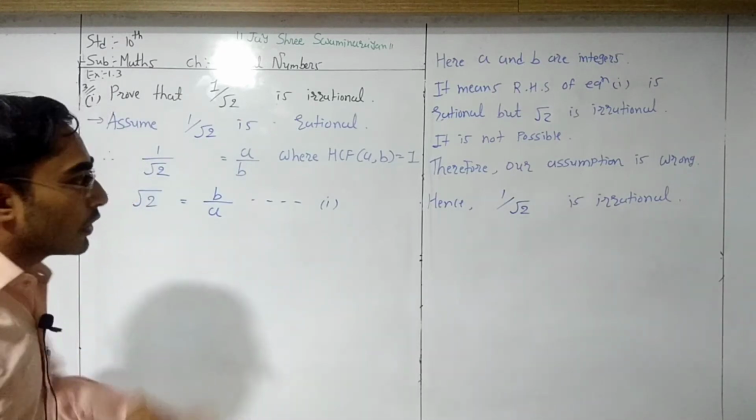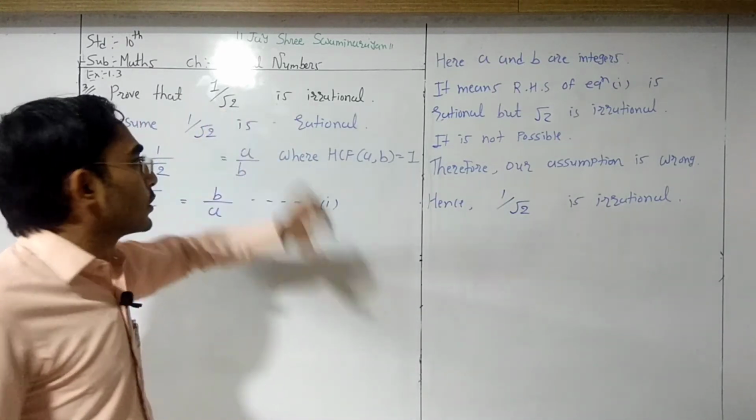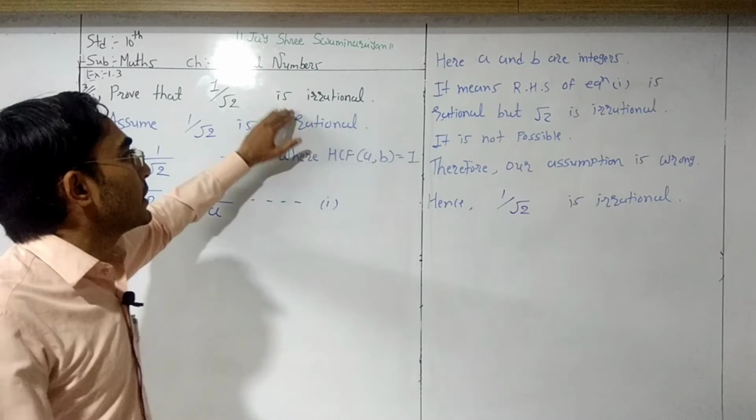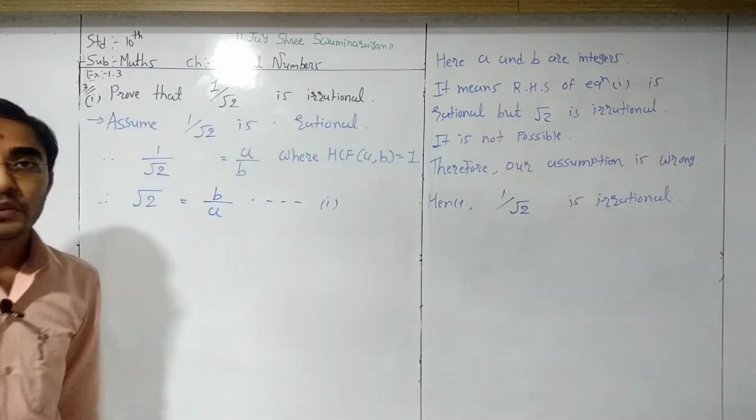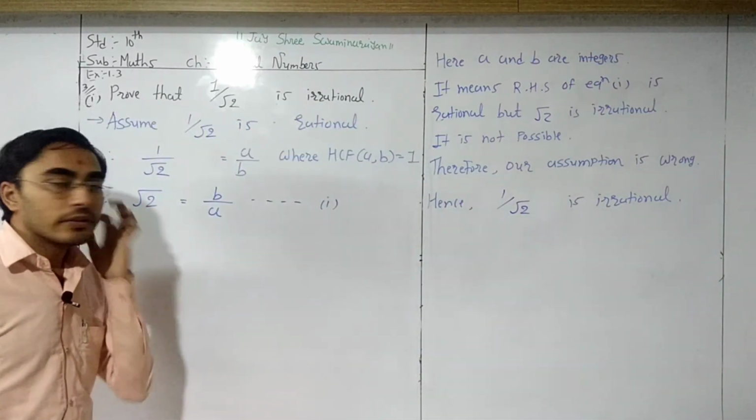Our assumption is wrong. It means that 1 upon under root 2 is not a rational number, but it is an irrational number. Okay, so the same method we can use here.